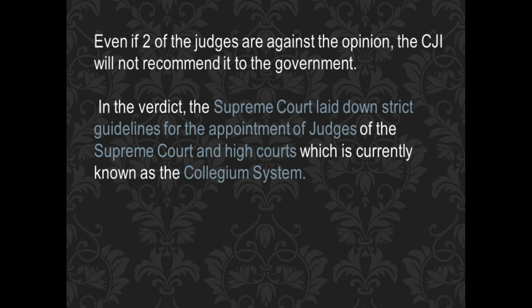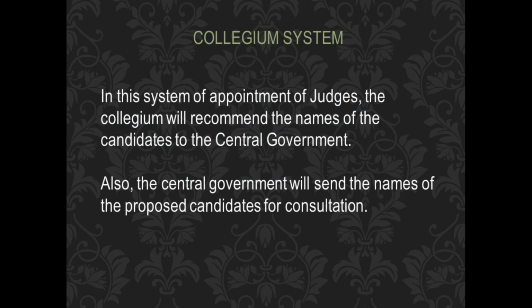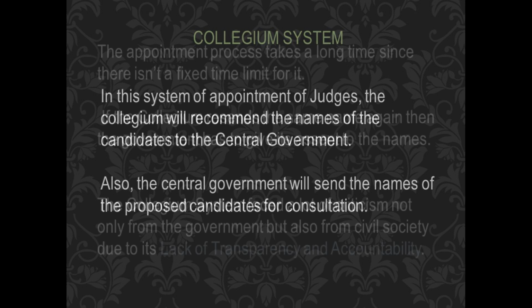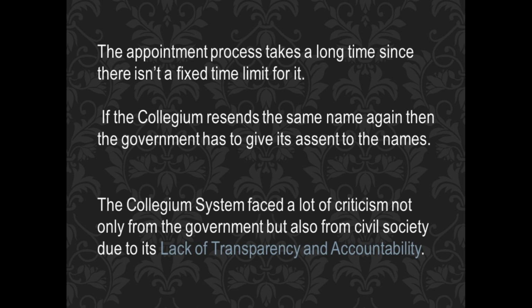In the verdict, the Supreme Court laid down strict guidelines for the appointment of judges of the Supreme Court and High Courts, which is currently known as the Collegium system. In this system of appointment of judges, the Collegium will recommend the names of the candidates to the central government. Also, the central government will send the names of the proposed candidates for consultation. The appointment process takes a long time since there isn't a fixed time limit for it. If the Collegium resends the same name again, then the government has to give its assent to the names.